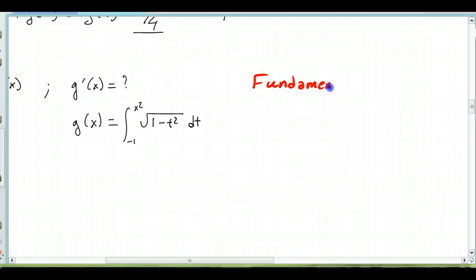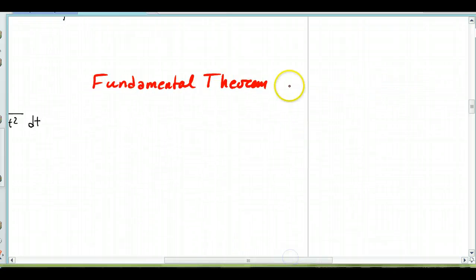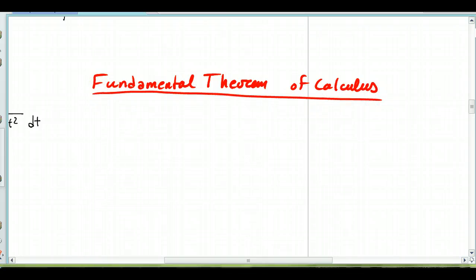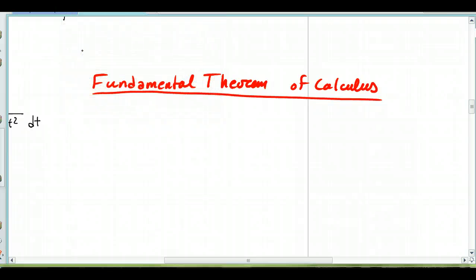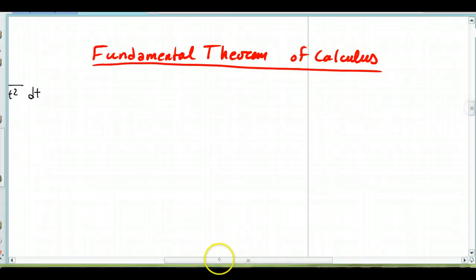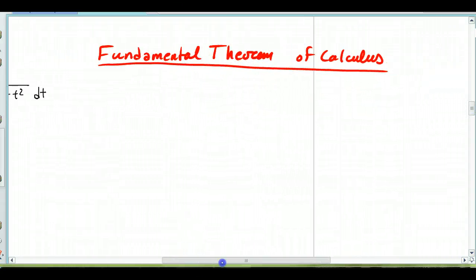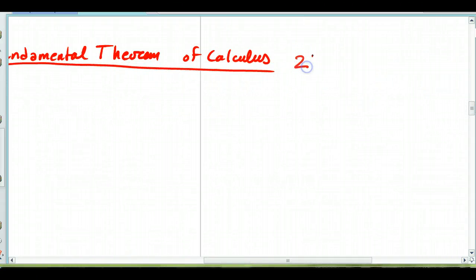Fundamental theorem of calculus. All right, let's cover it quickly to see what it says. I want a thin one, maybe this one. So what does the fundamental theorem of calculus say? The second part.